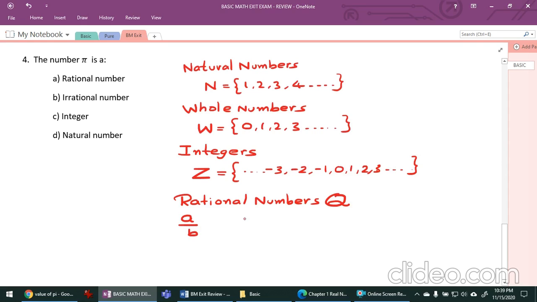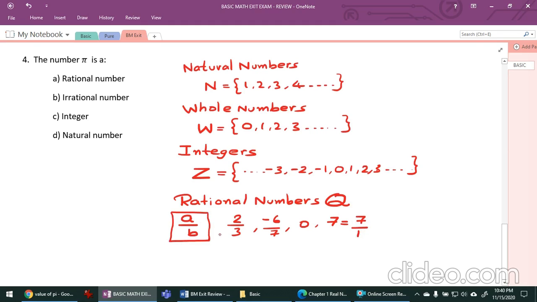So for example, 2 by 3, minus 6 by 7, 0, and 7, simply 7, because I can write 7 equal to 7 by 1. So it looks like a by b. These are all rational numbers.